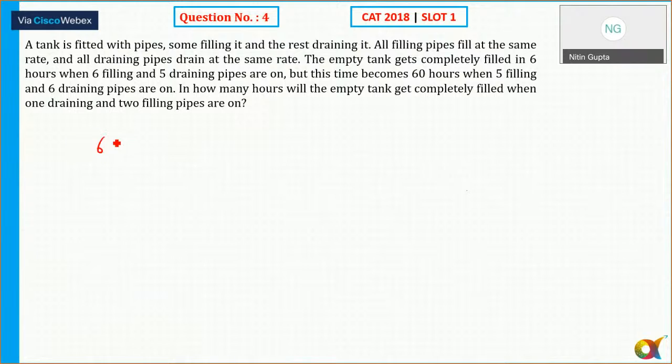So 6F. Okay, I'm writing 6F. There are 6 filling pipes and 5 draining pipes on. So minus 5D, minus because it is negative now, it is draining. So 6F minus 5D, they are working together for 6 hours. So the total work is equal to (6F minus 5D) into 6. And the same work will be completed in 60 hours when 5 filling and 6 draining pipes are on. So this is equal to (5F minus 6D) into 60 hours. So the work must be equal.